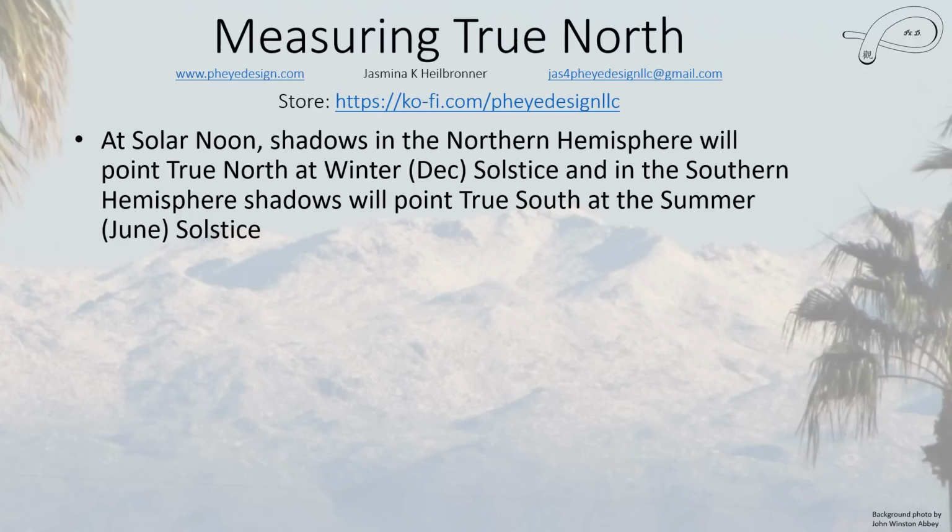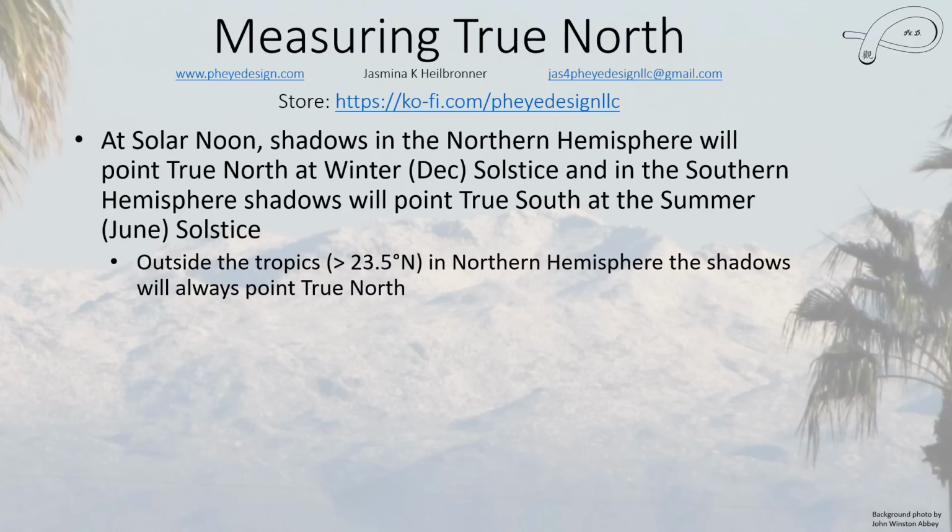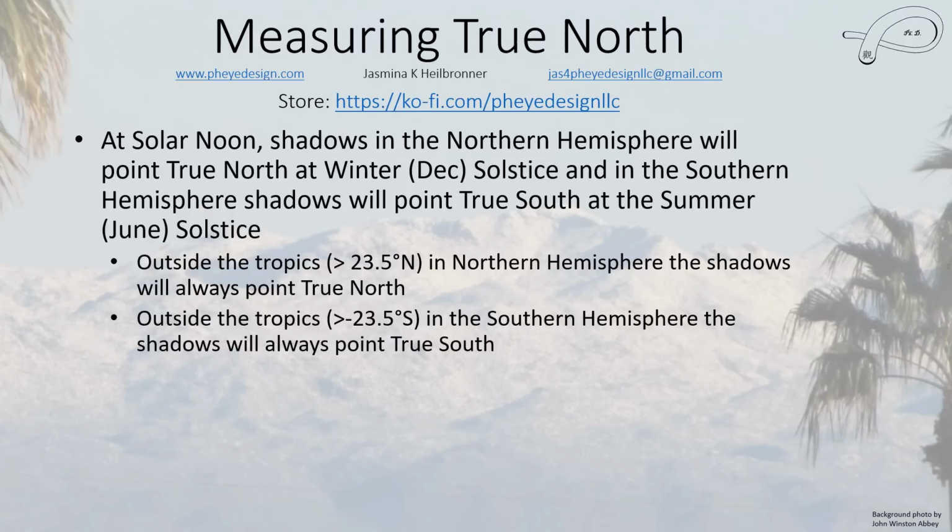This is definitely true. Now, outside the tropics, that is, if you're in the northern hemisphere and your latitude is above positive 23.5 degrees north, then the shadows will always point true north regardless of the time of the year. It doesn't matter. It will always point true north. And outside the tropics farther to the south, usually a negative 23.5 degrees is how they indicate south, then your shadows will always point true south. Again, regardless of what day it is.